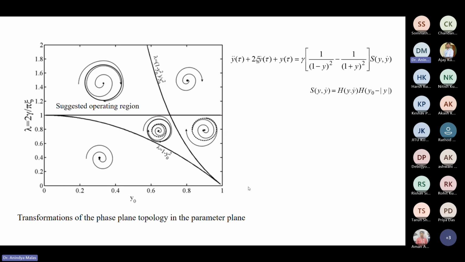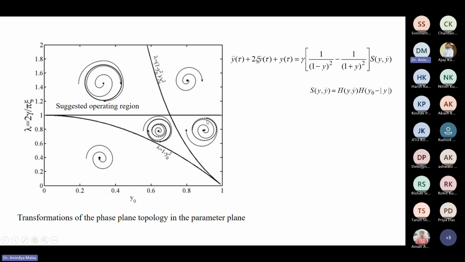Now, we have plotted the oscillation nature or transformation of the phase plane in the parameter plane y0 and lambda. Gamma is a function of voltage. So you can say that gamma means voltage, or lambda is actually indicating the voltage. Also, zeta is related to that. So you can say the y-axis denotes the constant voltage, and the x-axis is the y0, which we have considered in the reference value, the Heaviside step function. You can see within the first bracket there is y0.